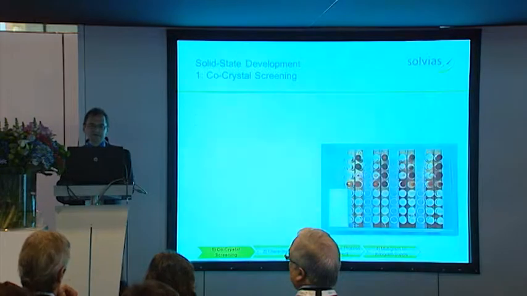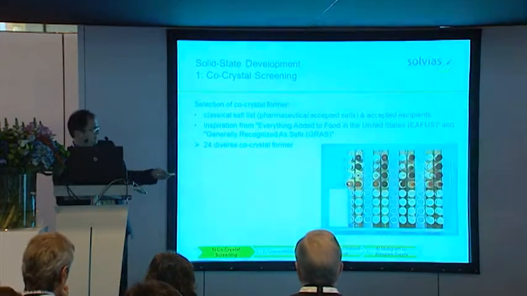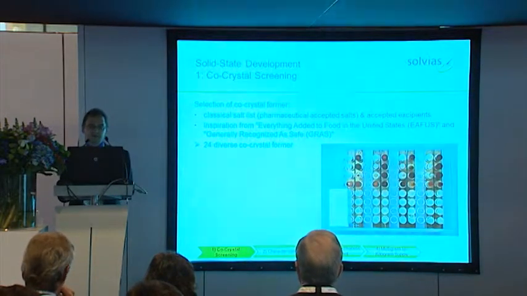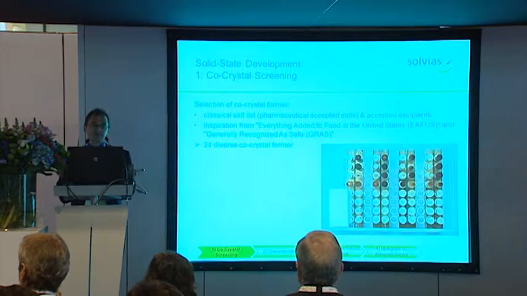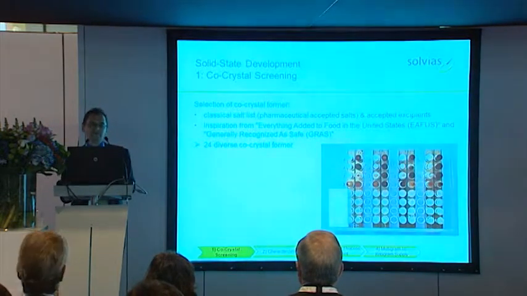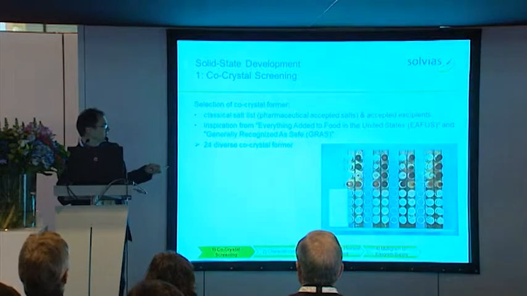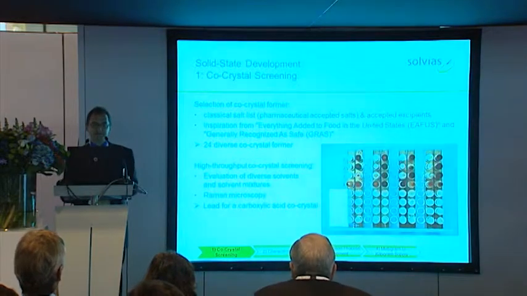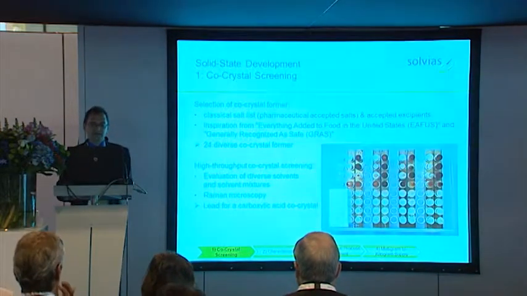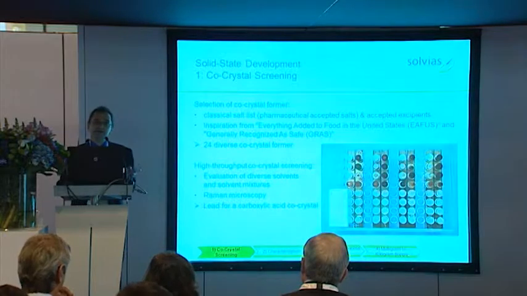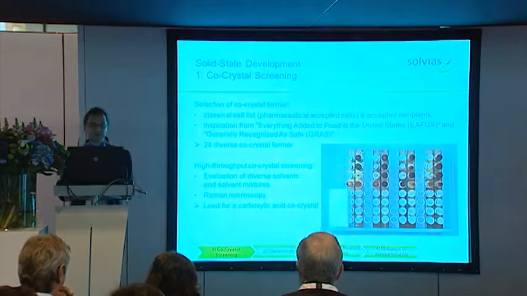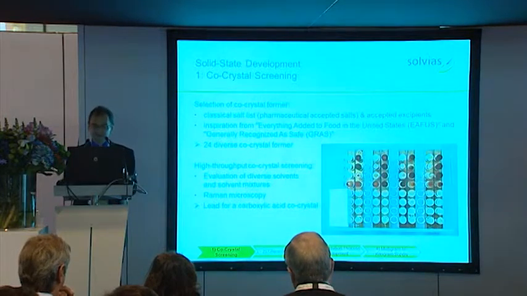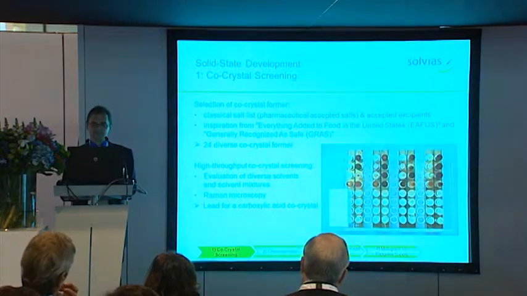So let's start with the screening. We did the screening in a 96-well format, where we screened for 24 different co-crystal formers, which were selected from the GRAS list and from the everything added to food list. The result of that screening was that we found leads for several co-crystals. One lead for a carboxylic acid co-crystal was particularly promising.